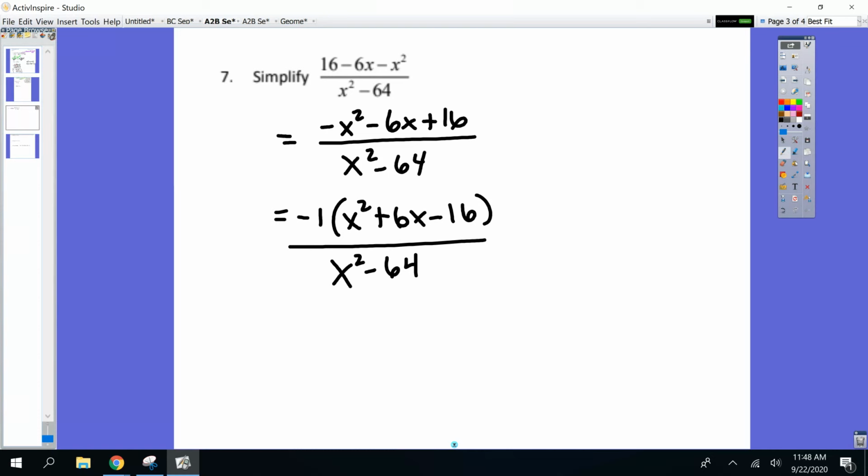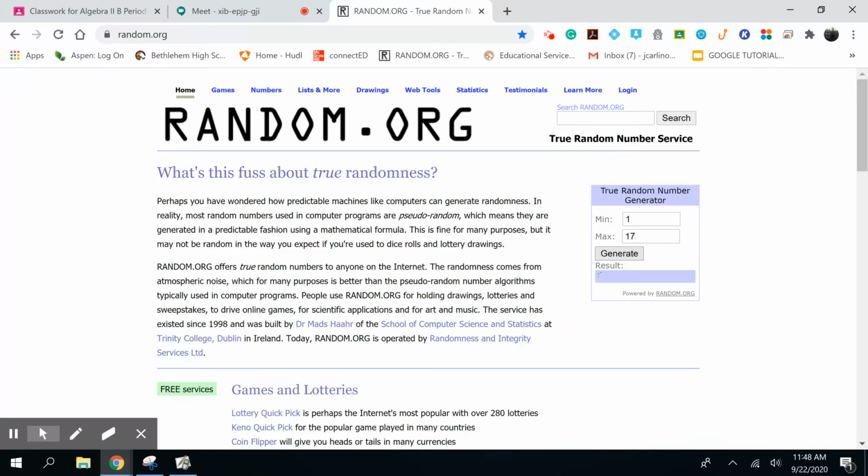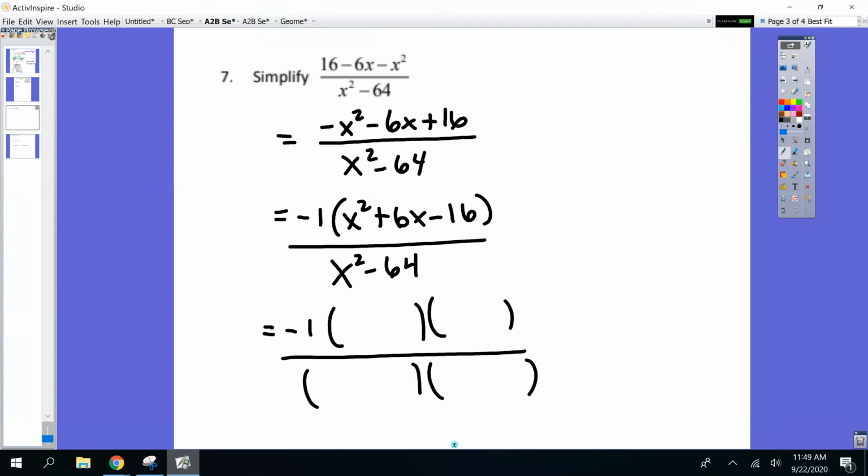So all I did: rewrite it, take out the negative, making sure it's nice to look at. All right, you guys can factor now for me. I'm just going to ask one person to factor top and bottom. Yes, Will. First timer today, Will. Can you factor the top? X squared plus 6x minus 16.